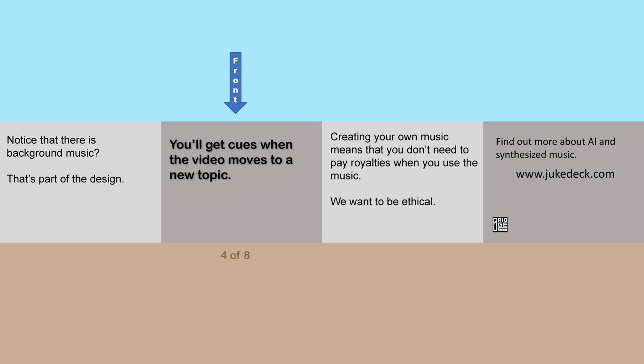You'll get several cues when the video is about to move to a new topic. The background sound will become quiet, and the video will dim briefly. Then you'll know that it's time to move back to the front, so you can start the next topic. Look up. There's an arrow on the ceiling. This arrow points toward the front. And the floor has a topic counter. It's there showing your progress through the video.